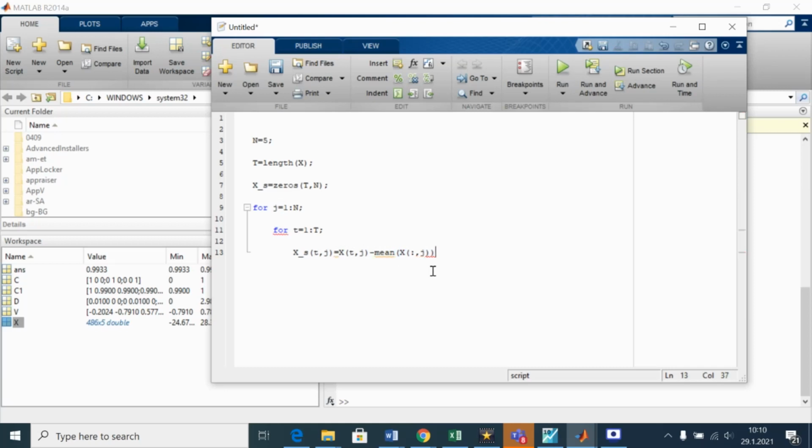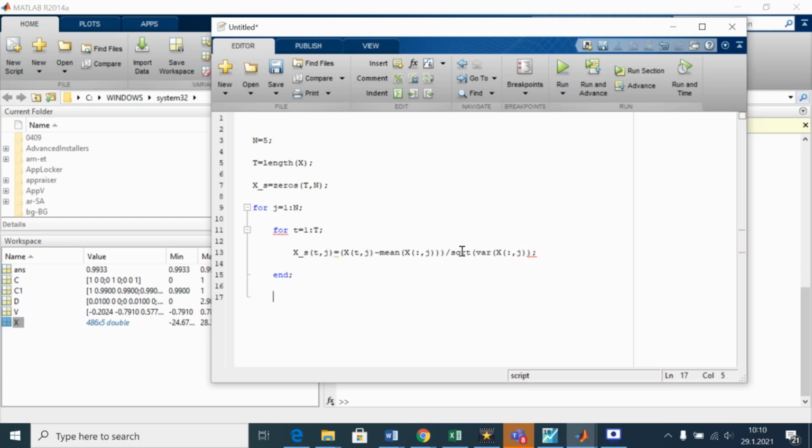So what we do then is put this into brackets here, and then we divide it by the square root of the variance, which is just the standard deviation of the first column. Very simple.